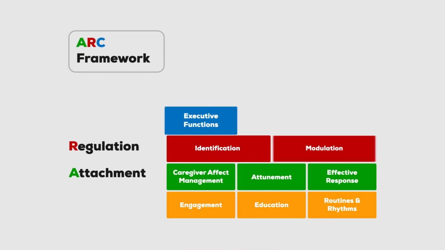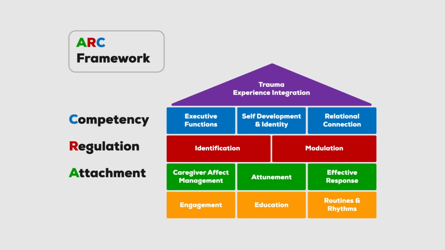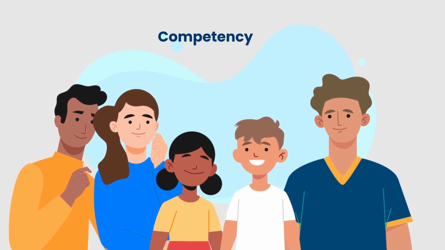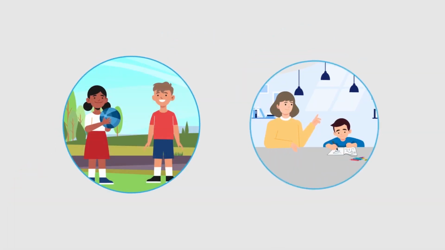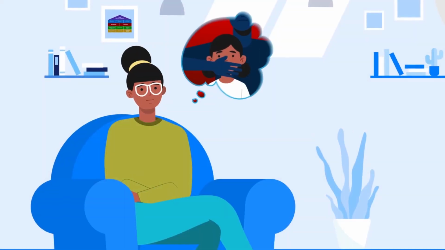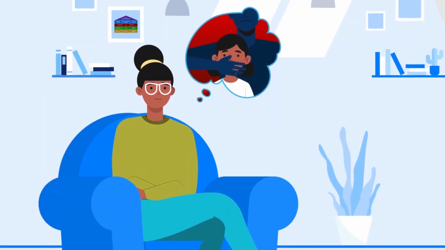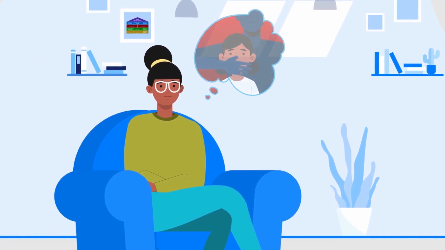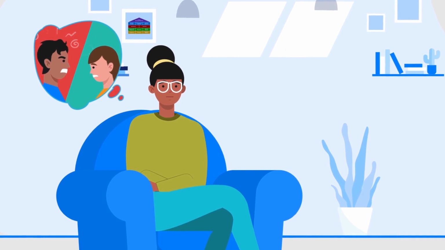By using the ARC model as a framework to help, we will look to understand how a young person's sense of self and the ability to function in everyday life is built from the ground up through interactions with their support networks. The ARC model looks at attachment, regulation, and competency, and skills for dealing with the everyday challenges and stresses that life presents. The goal of the model is trauma experience integration, which ultimately means that young people are supported to act in the present rather than being guided by past experiences.